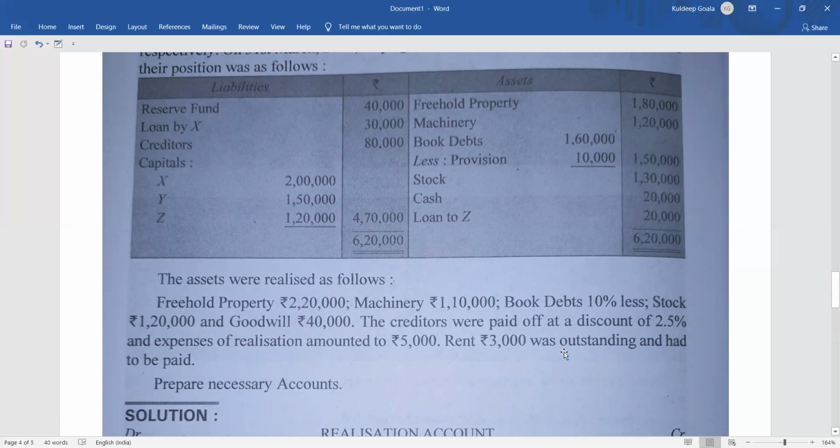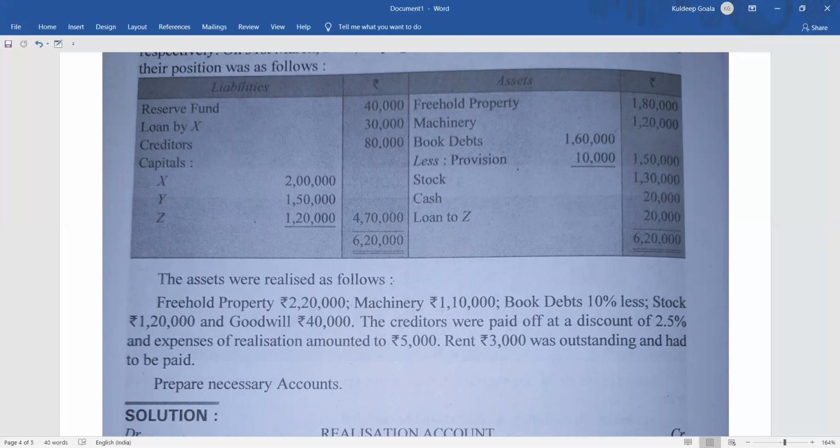rent 3,000 was outstanding and has to be paid. Any liability, remember, in the previous first videos I told you, any liability if it is unpaid, you have to pay it. So there is an unrecorded liability of 3,000 in the name of rent, okay, which was outstanding.